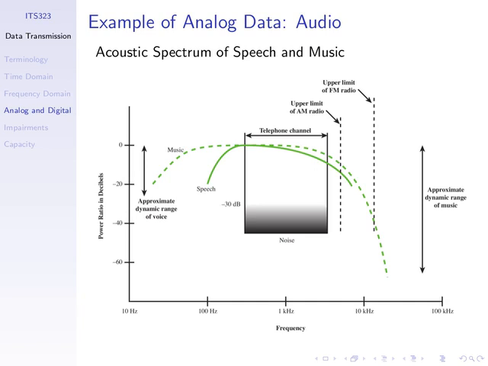FM radio has a limit here. It can transmit a wider range of frequencies, so it's more noticeable in playing audio across radio. If you listen on an AM channel, it can only transmit frequencies up to here. So all of these frequencies in the music would not be transmitted.